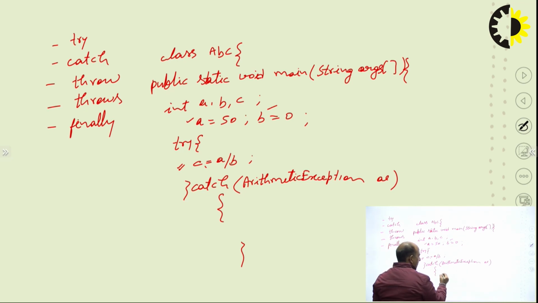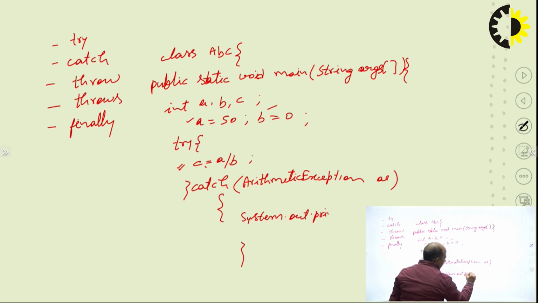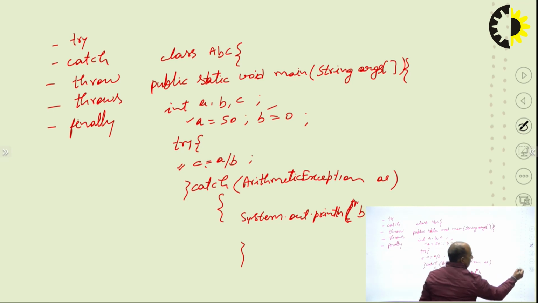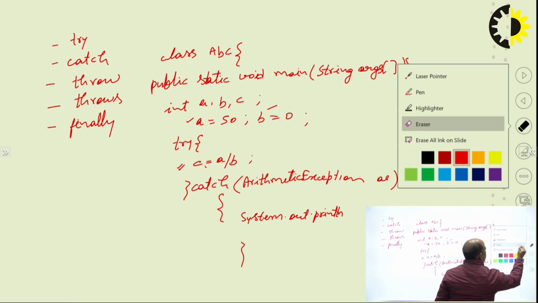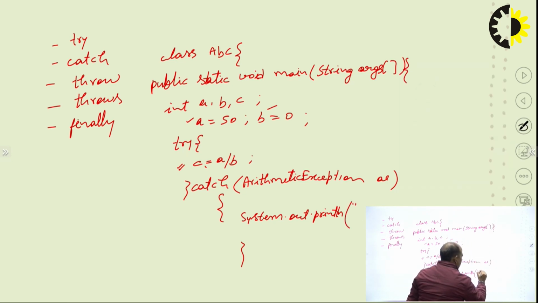Here I am writing system.out.println and I am writing over here, b may not be 0, it should be some non-zero value.